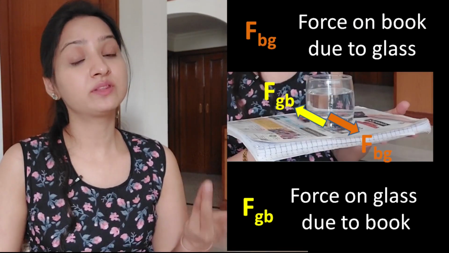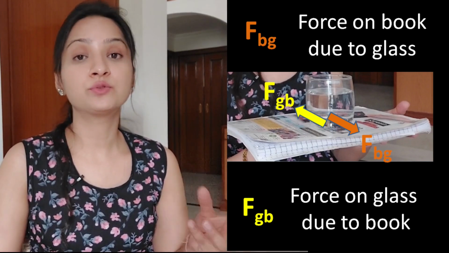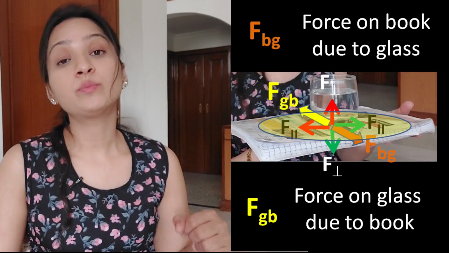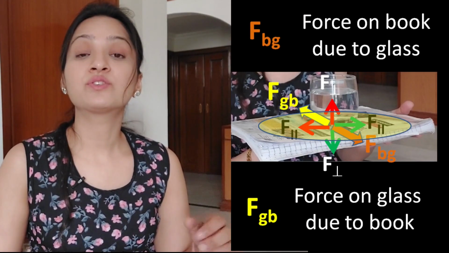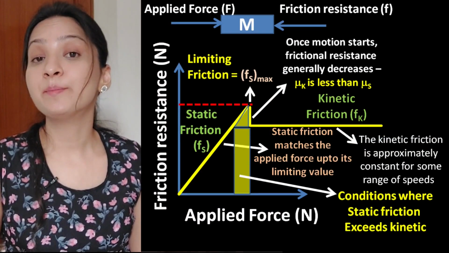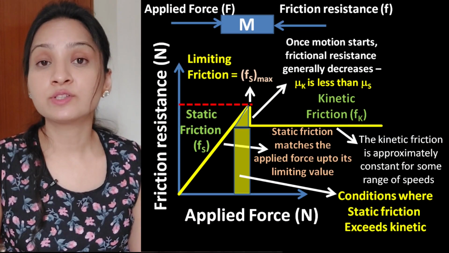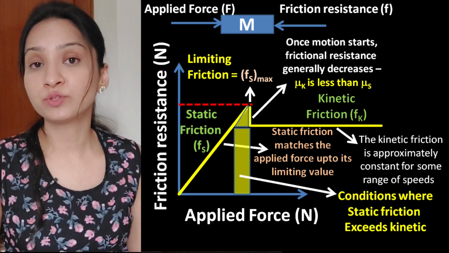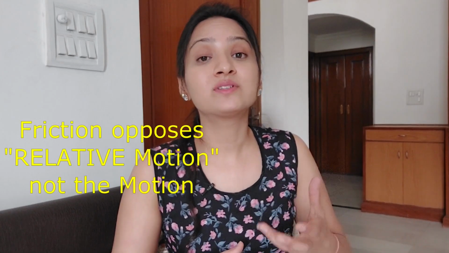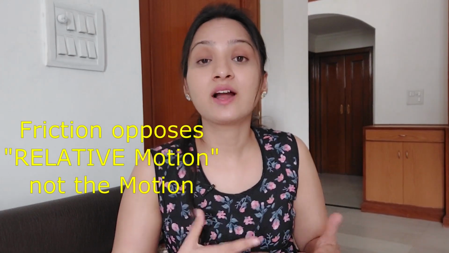So now you know that when the two bodies are in contact, each of the two bodies will experience a force due to the other body. Frictional force is the component of the contact force which is parallel to the surfaces in contact and which opposes the impending motion for the case of static friction or the actual relative motion for the case of kinetic friction between the two surfaces. Now, if you have watched the entire video, you must have observed that I used the term relative motion. Friction opposes relative motion and not the actual motion.